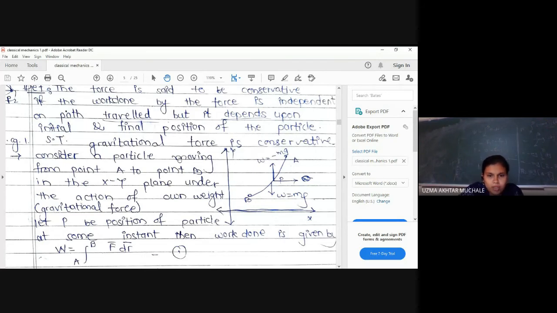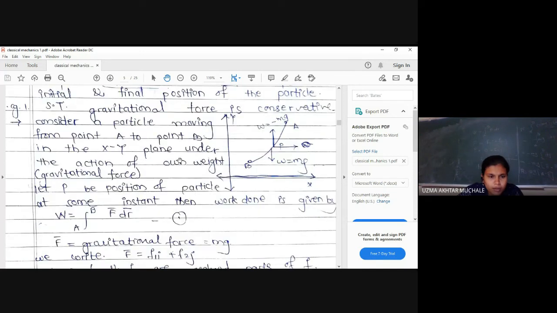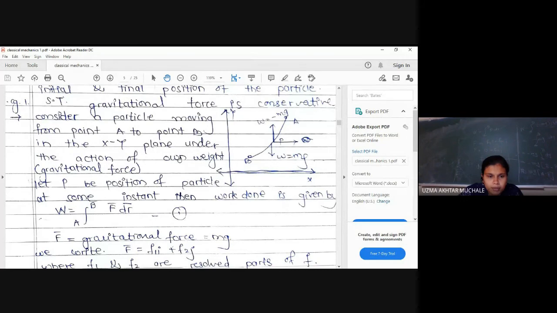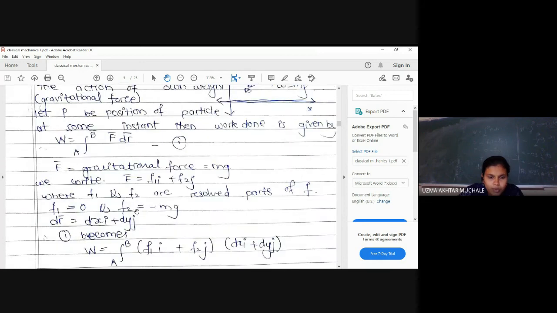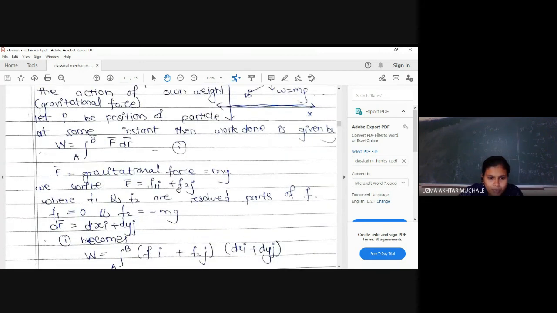So show that the gravitational force is conservative. Okay, what we have to show? Gravitational force. So what we have done: consider a particle moving in the xy plane under the action of its own weight, that is gravitational force. Let P be the position of the particle at some instant. The work done is given by, from position A to B, integration A to B of force into displacement. Now the force is divided into two components, F1 i plus F2 j. F1 and F2 are the components of the force.